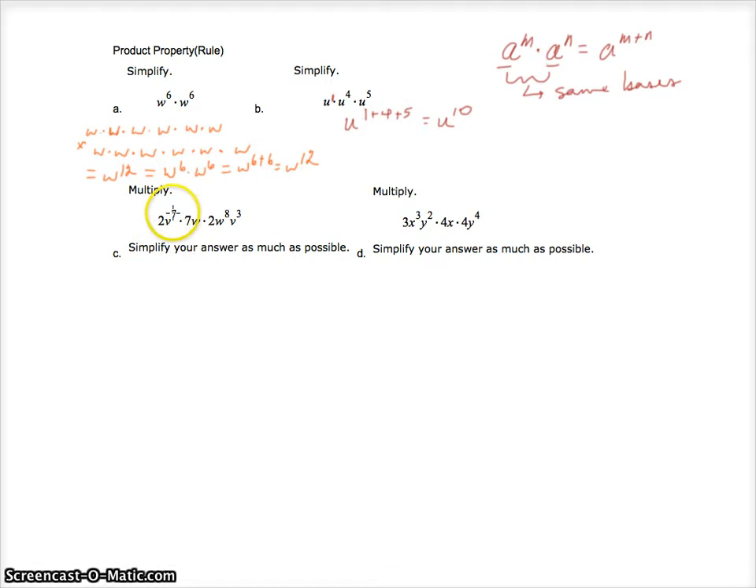So here it says multiply 2v to the 7th times 7w times 2w to the 8th times v to the 3rd power. What I'm going to do first is collect my numbers, my coefficients, and multiply them. So it's going to be 2 times 7 is 14 times 2 is 28. So then I'm going to take my same variables, v and v. So I'm going to have v to the 7 plus 3, and w, so w to the 1 plus 8, because there's a little 1 above that w. Now I can reduce these: 28, v to the 10th, w to the 9th.